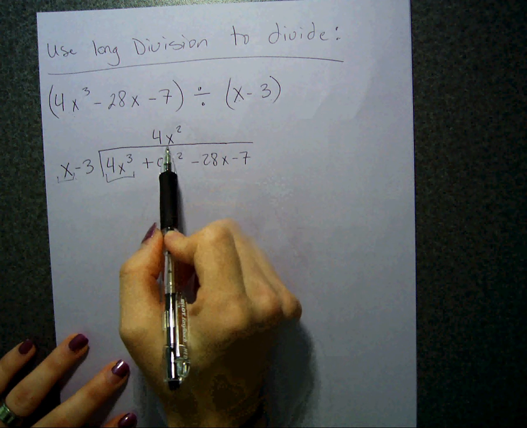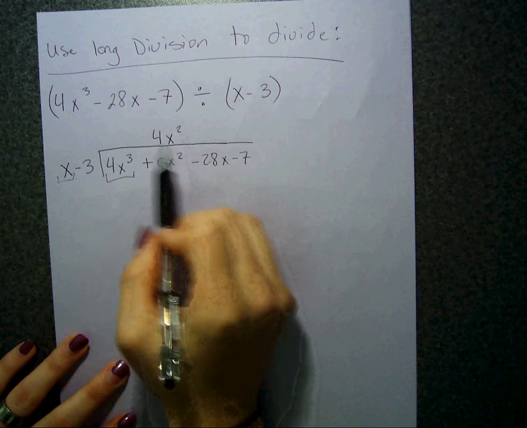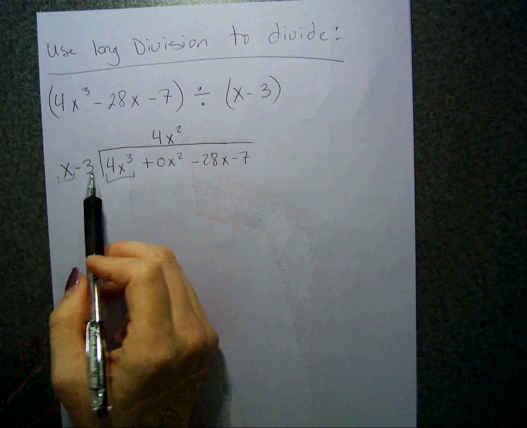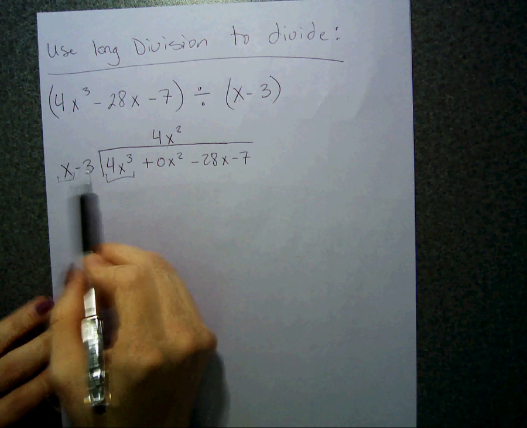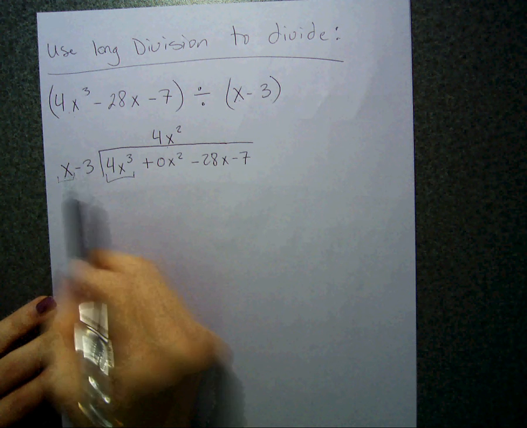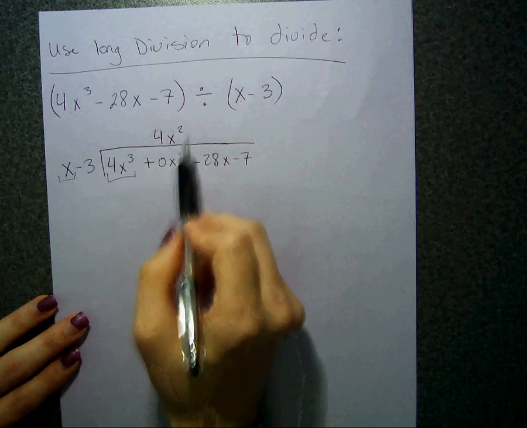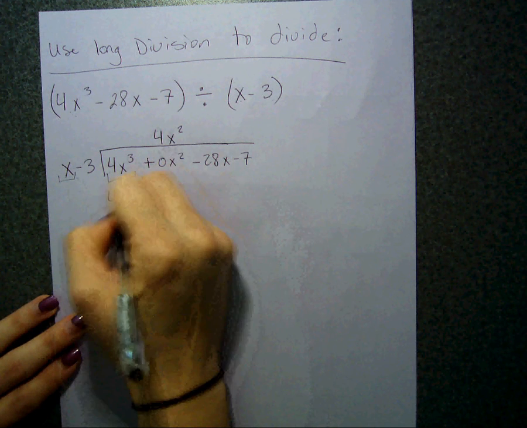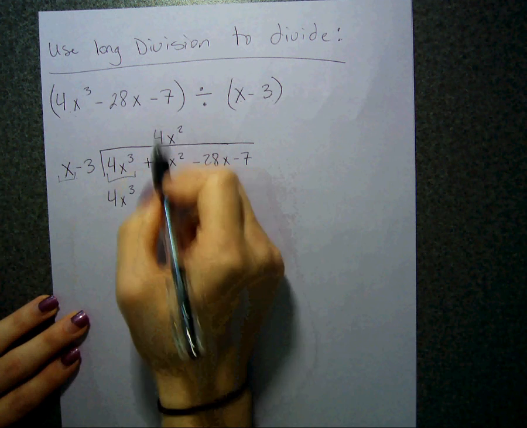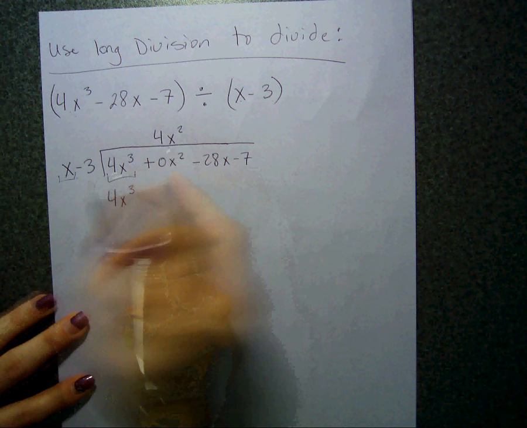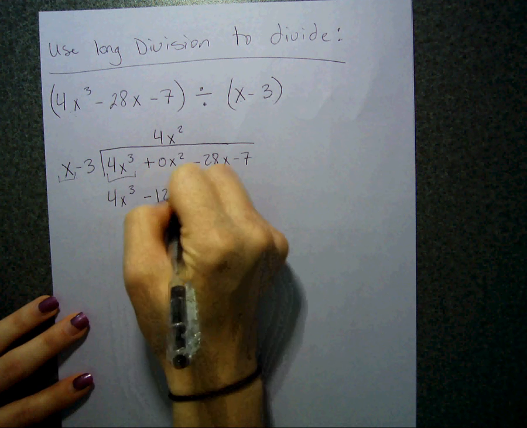Just like in long division, I'm going to take that number and I'm going to multiply it or distribute it to everything on the outside of my little division house. So 4x squared times x gives me 4x cubed. 4x squared times negative 3 gives me negative 12x squared.